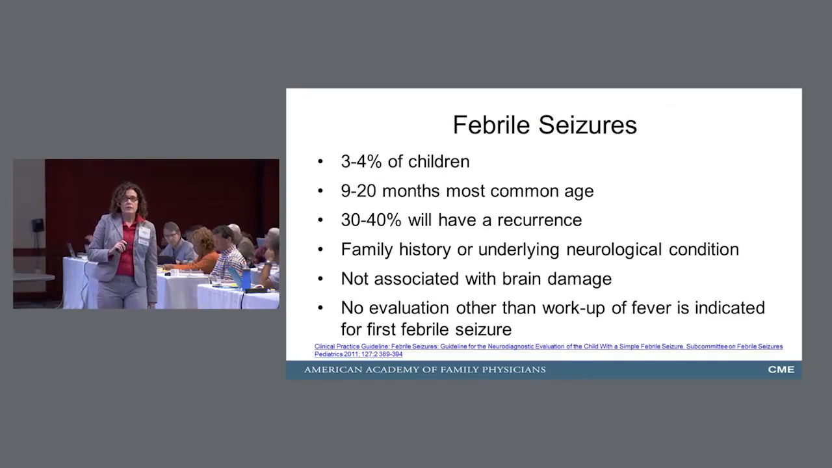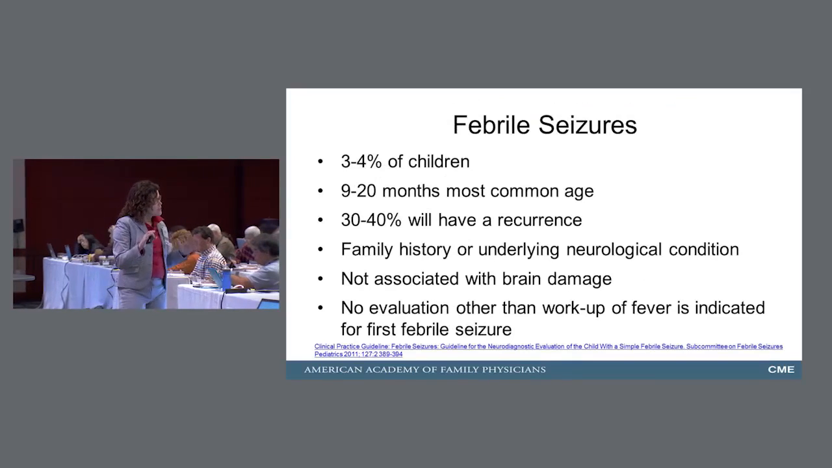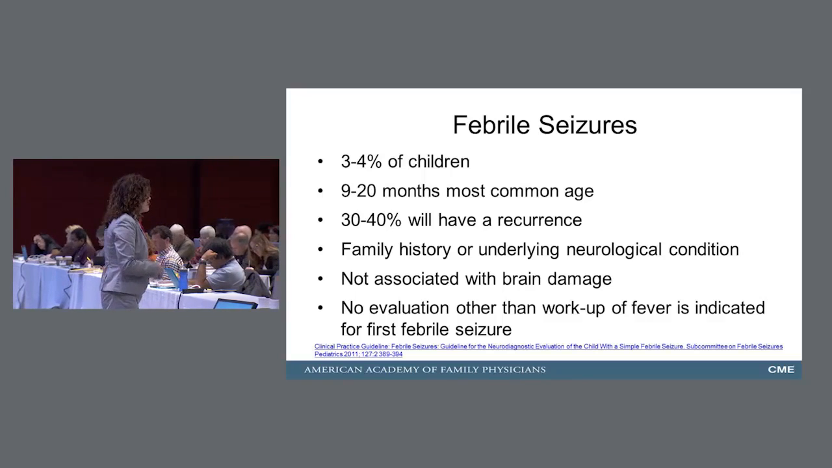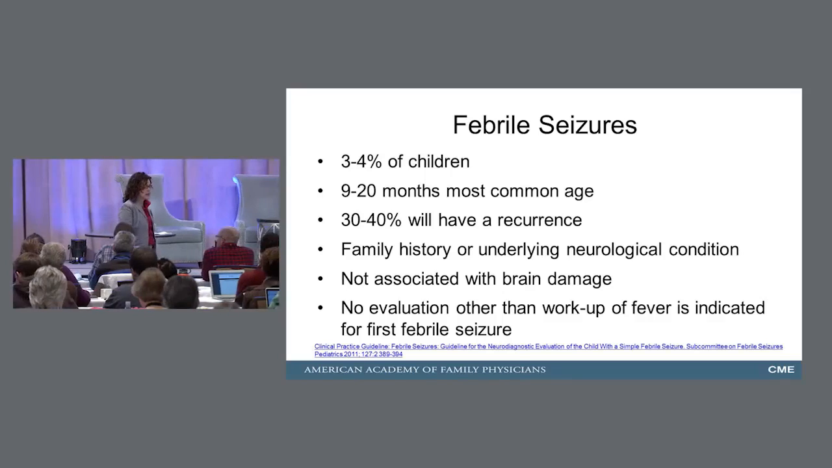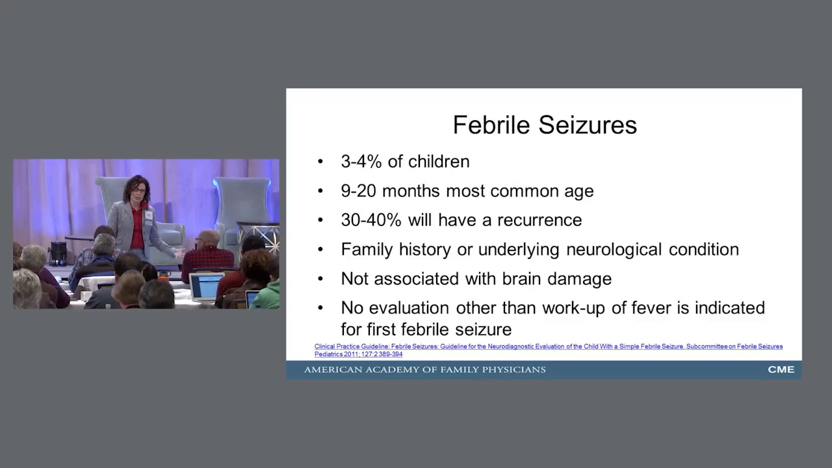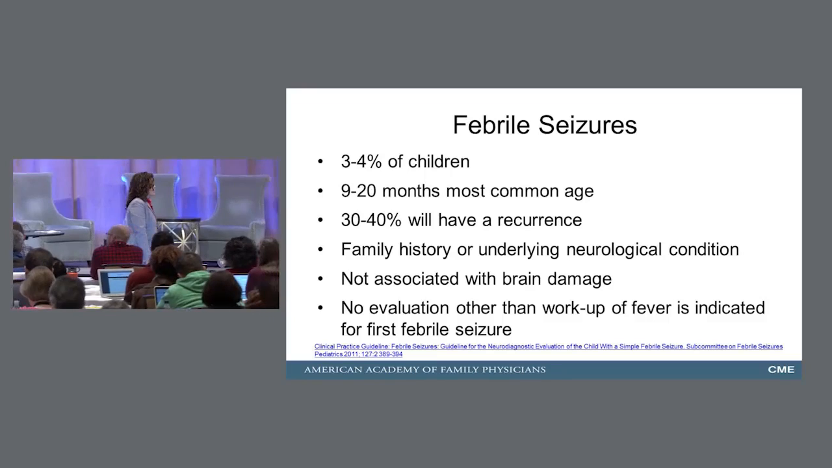Febrile seizures, fairly common, 3 to 4% of all children, most commonly in that toddler period, between 9 months and 20 months. 30 to 40% will have a recurrence. So if you have a child with a febrile seizure, you've got to warn parents there's a good chance it'll happen again. Again, family history. If it happened in mom and dad, there's a chance it'll happen in the child. It is not associated with brain damage.